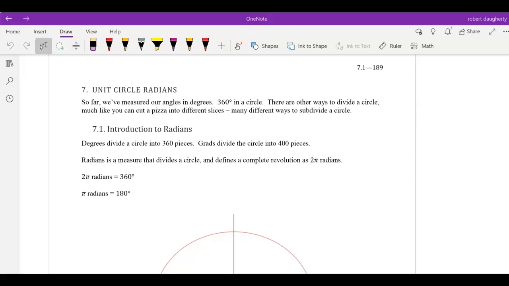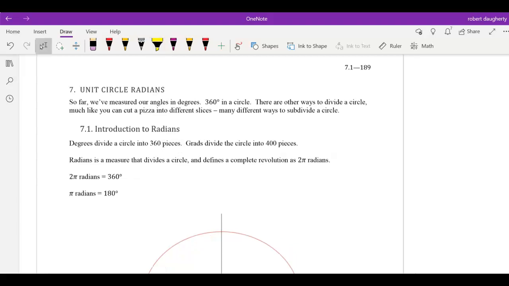Okay, college algebra, unit 7. This is the next to the last unit. So everything we're doing in this unit, we just finished doing with the unit circle in degrees. There's one big thing that we're doing here: instead of measuring in degrees, we're going to measure in something called radians. So it's the same concept, but just a different measure.